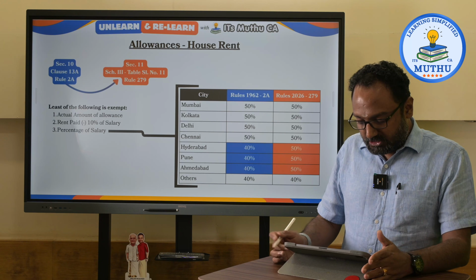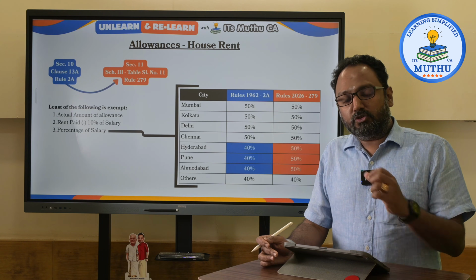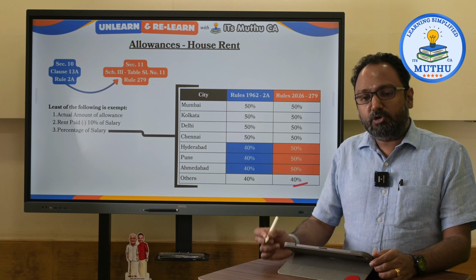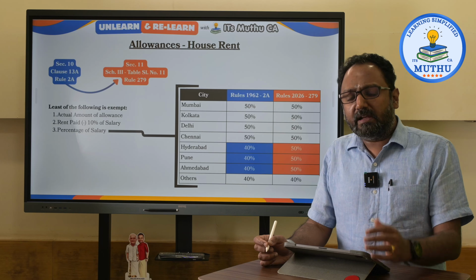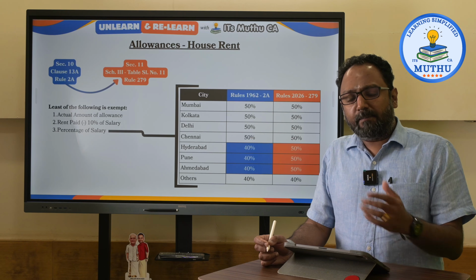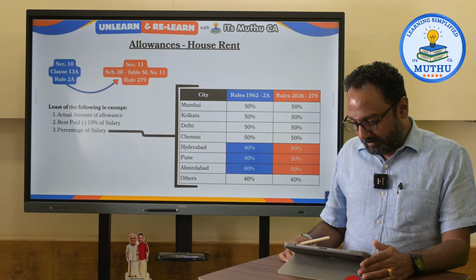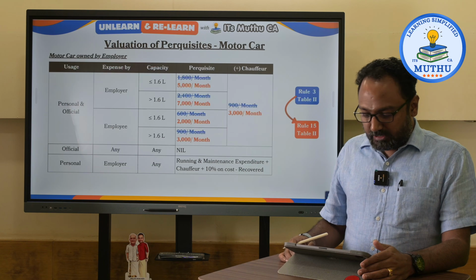You have 3 more cities, which are Hyderabad, Pune and Ahmedabad. So now all of them come under the 50% category. All other cities continue to remain at 40%. So this is again a big leap for employees residing in these major cities. So that's one advantage. So that is Rule 279.